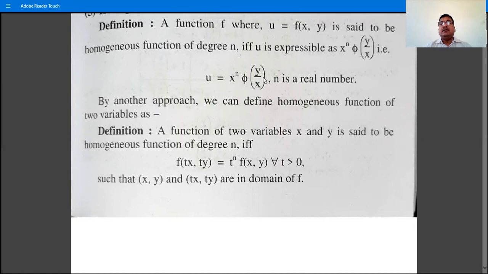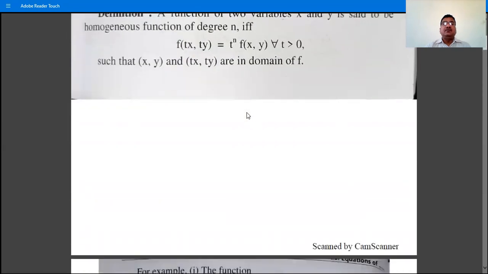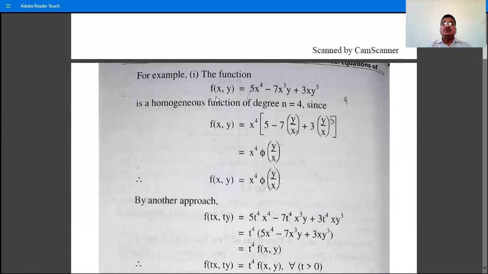Another definition of the homogeneous function: if in f(x,y), in each term the sum of the powers of x and y is the same and equal to n, then the function is called a homogeneous function of degree n. For example, the function f(x,y) = 5x^4 - 7x^3y + 3xy^3.